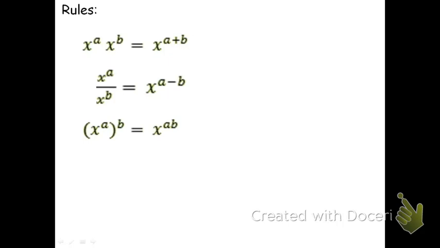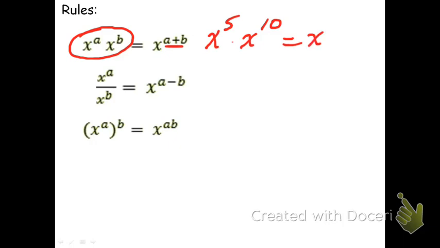Okay, some basic rules. When you're multiplying and the bases are the same, that's the key, the bases are the same, you simply add the exponents. So if I had x to the 5th times x to the 10th, that's going to give me x to the 15th. Okay? Second rule, when you're dividing, and again, the bases are the same, you subtract the exponents.